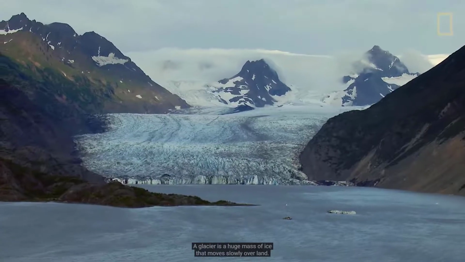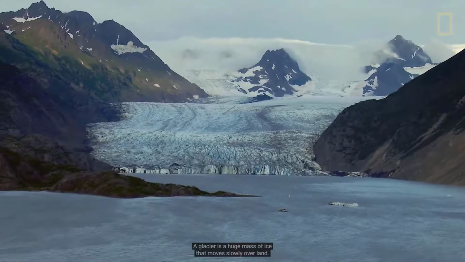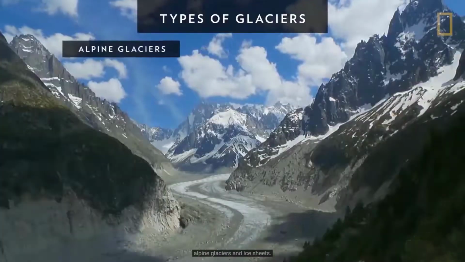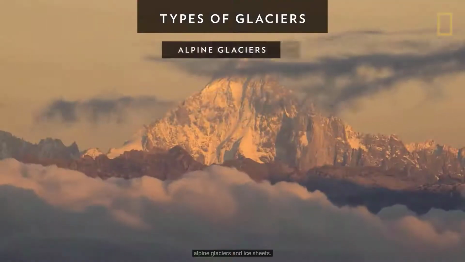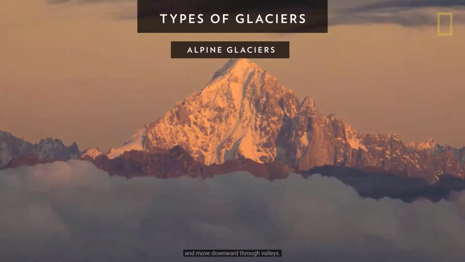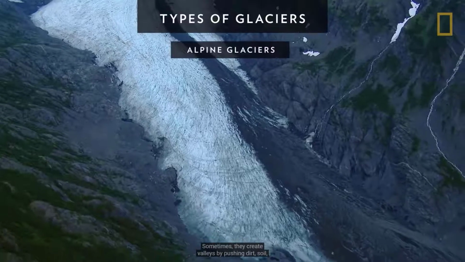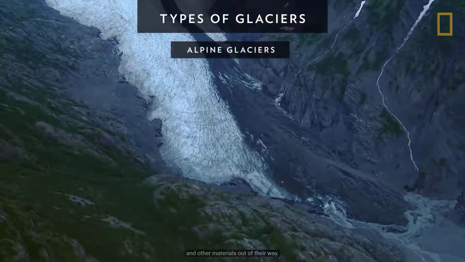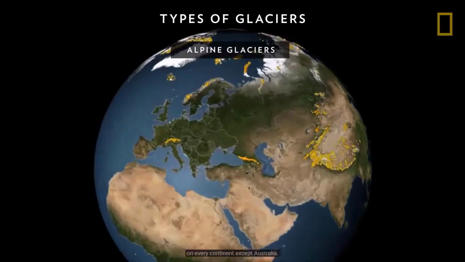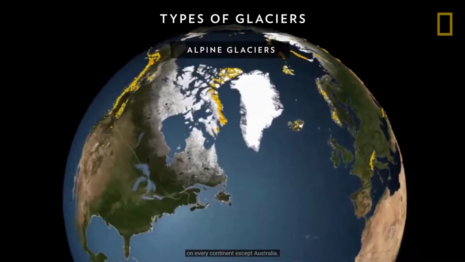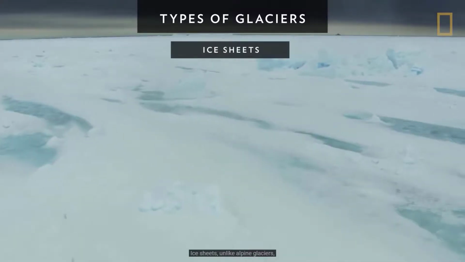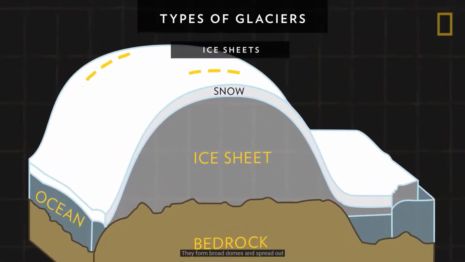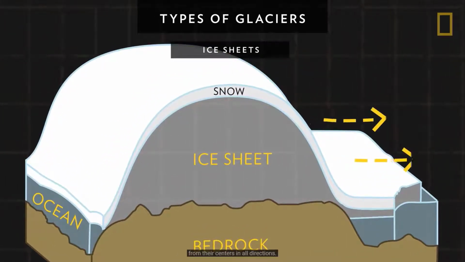A glacier is a huge mass of ice that moves slowly over land. Glaciers can be classified into two general groups: alpine glaciers and ice sheets. Alpine glaciers form on mountainsides and move downward through valleys. Sometimes they create valleys by pushing dirt, soil, and other materials out of their way. These glaciers are found on every continent except Australia. Ice sheets, unlike alpine glaciers, are not limited to mountainous areas. They form broad domes and spread out from their centers in all directions.